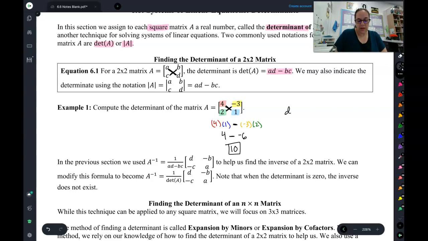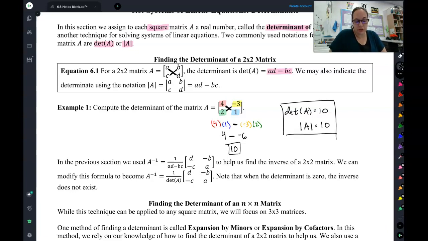So we could say either the determinant of A equals 10, or we could write it with our straight bars, equals 10. But that's how you find a determinant of a 2 by 2. Like I said, pretty quick, pretty fast. 2 by 2s are not too bad.